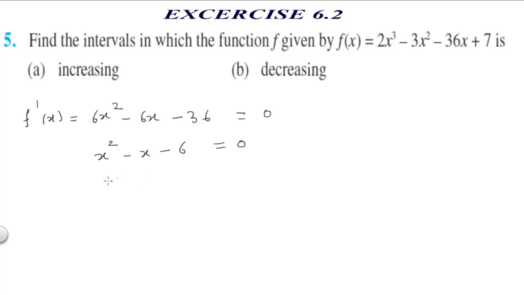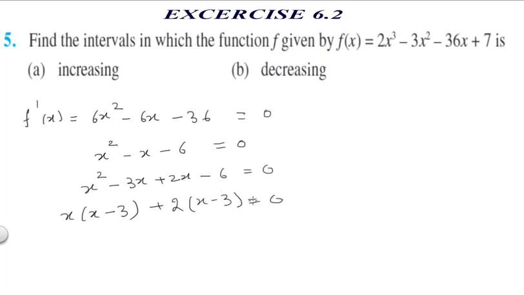Clear? This can be further factorized as x^2 minus 3x plus 2x minus 6 equals 0. We can take x common and 2 common: x(x minus 3) plus 2(x minus 3). So we have two factors, x minus 3 and x plus 2. Solving it, we get the values of x as 3 and minus 2. Now we will form a number line.